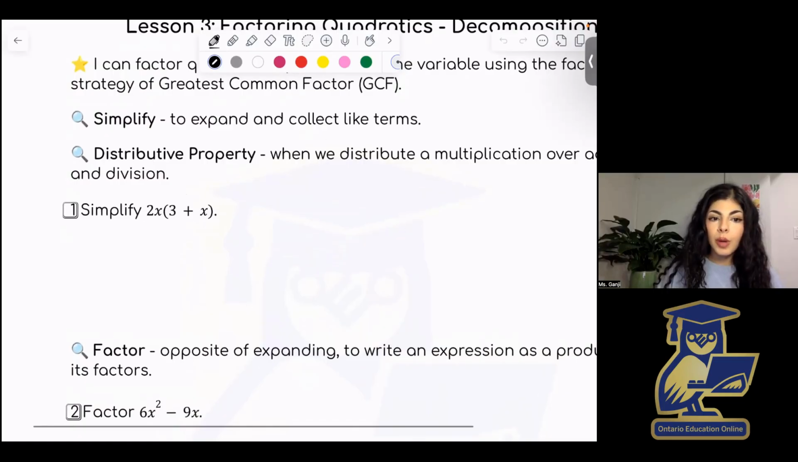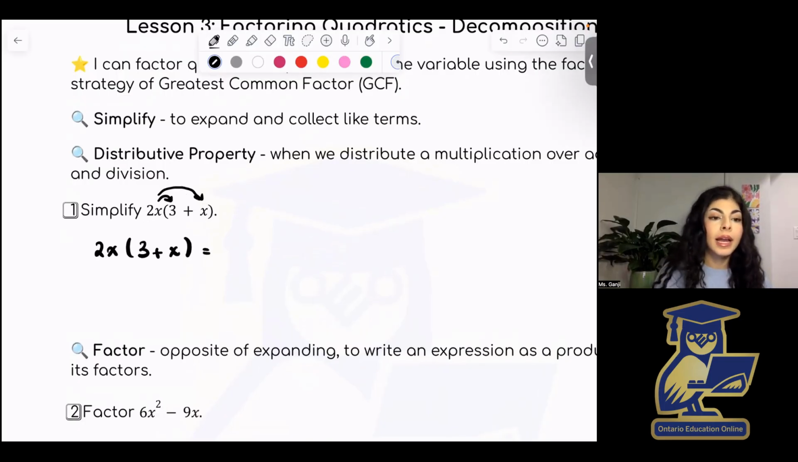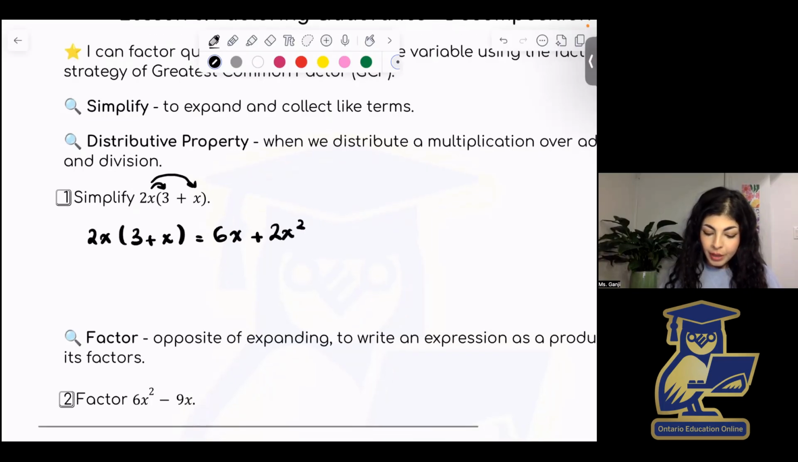So here we have 2x times 3 plus x. So 2x is one term in itself, and we will be using the distributive property to multiply this through the bracket. So I will just rewrite, and I write my x variable in cursive so it looks different than my multiplication. So the first term will become 6x, and the next term is 2x squared. So here we have expanded, and there are no like terms to collect. So we are pretty much done here, and that's your final answer.